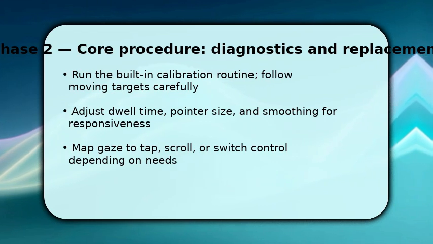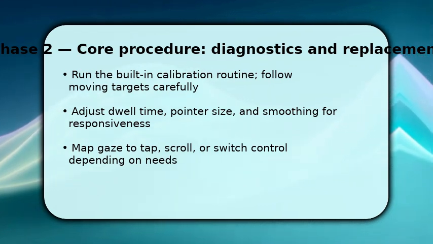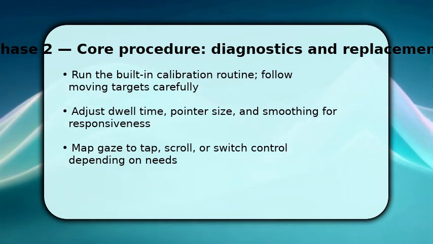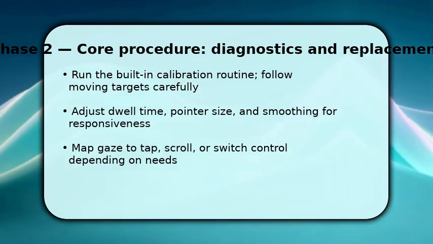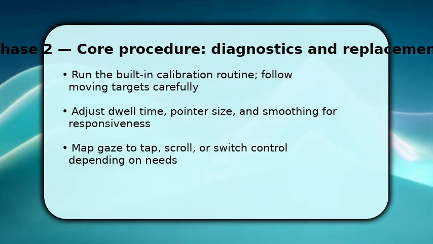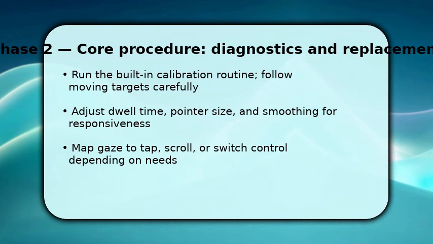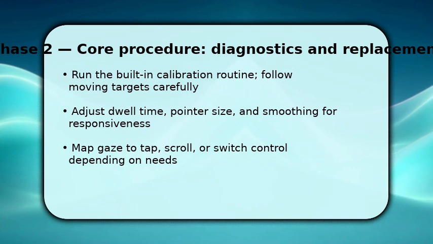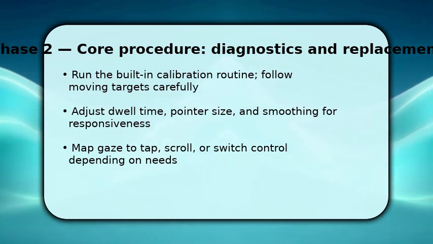Once complete, customize settings. Reduce dwell time for faster selection, increase pointer smoothing to avoid jitter, and set pointer size for visibility. Then link gaze actions to functions. Tap on Look, drag with blink, or activate switch control, because matching controls to your workflow reduces fatigue. Make small tweaks, test for a few minutes, and repeat calibration if accuracy drops.